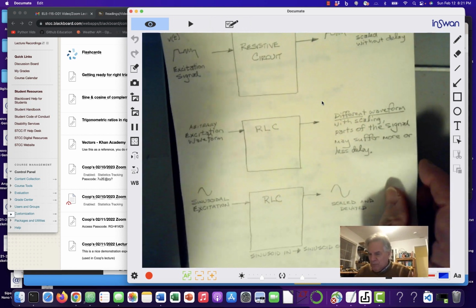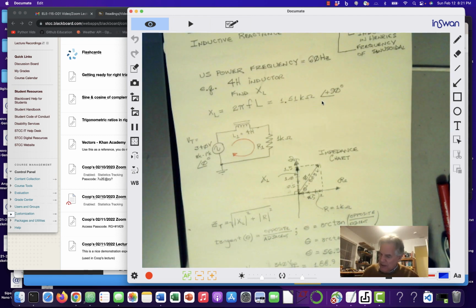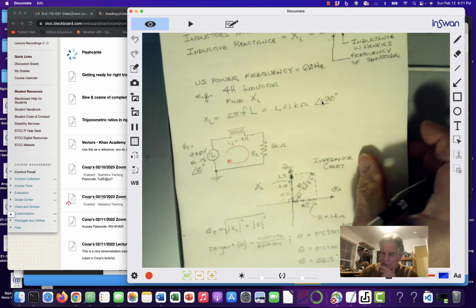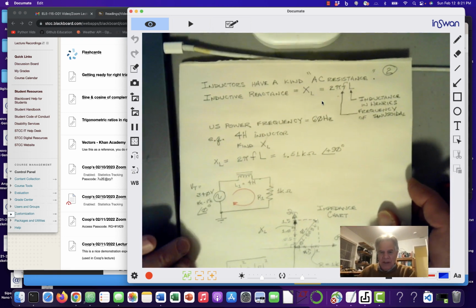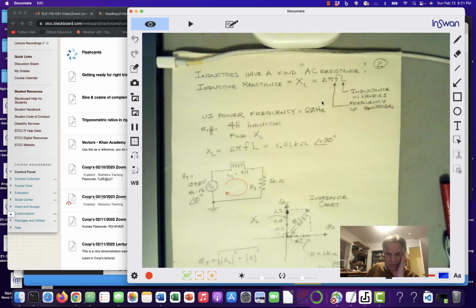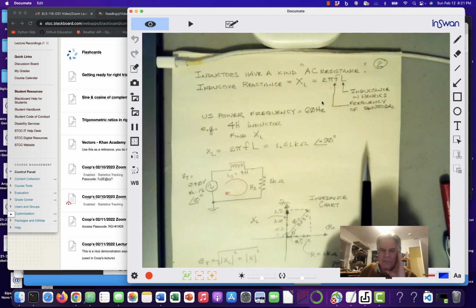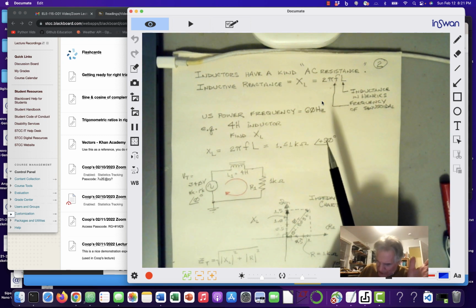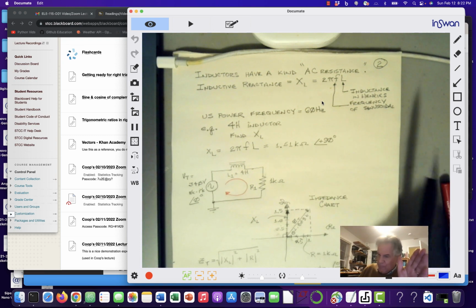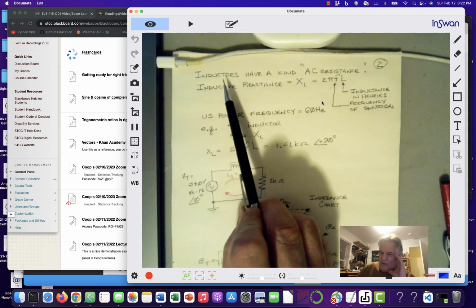But let's head back toward some Ohm's law kind of thing. All right, and here we go. Now, we know what resistors do. They turn electrical energy into heat immediately. No distortion, no delay. I told you I was going to tell you that over and over again. Inductors, not so much.